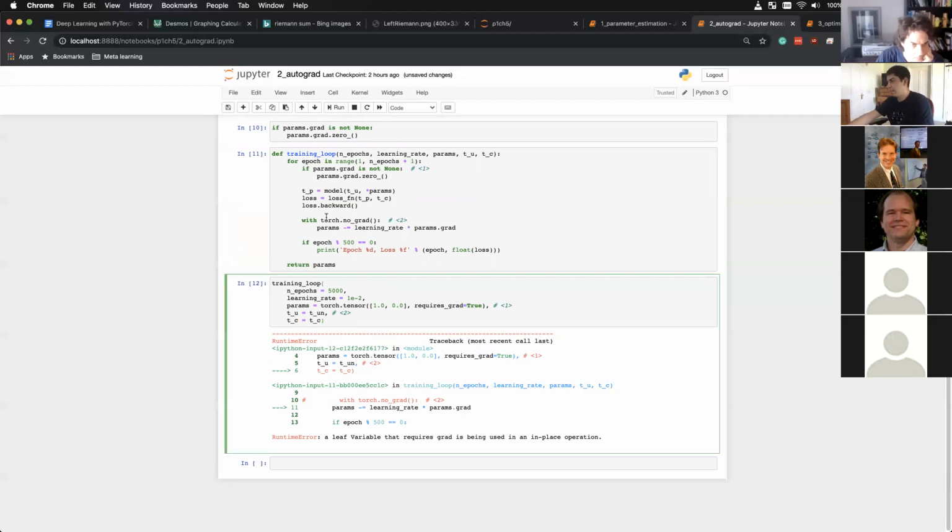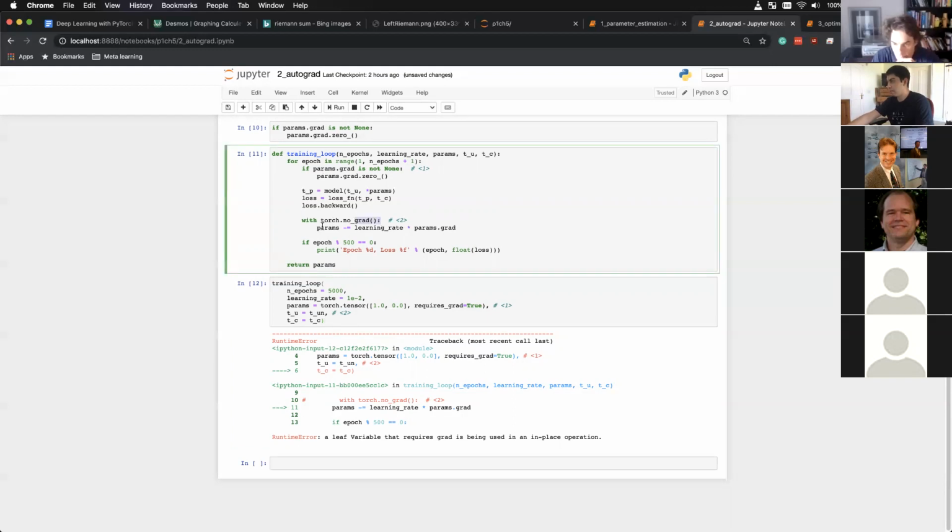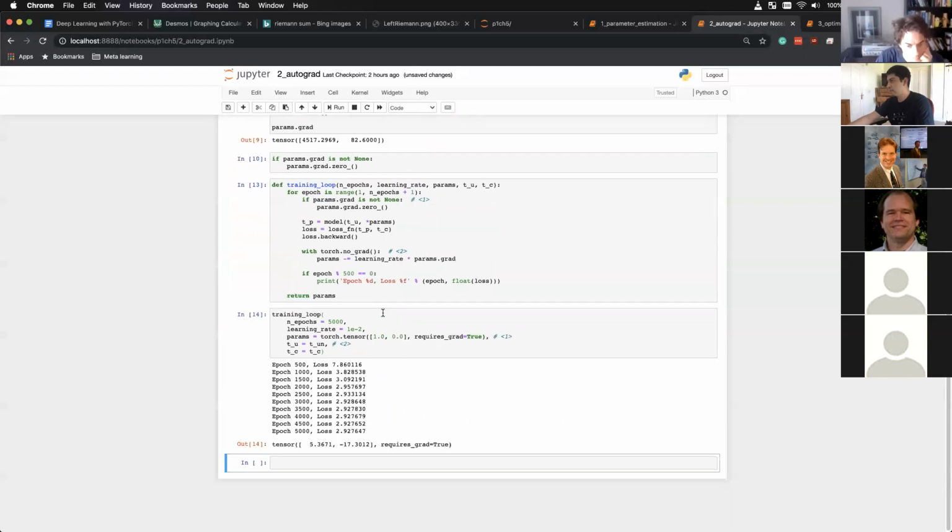It's interesting. I just tried running it to see what would happen if I turned off this no_grad step, and it actually throws an error. So it's got a safety on there. Yeah, yeah, that's good.